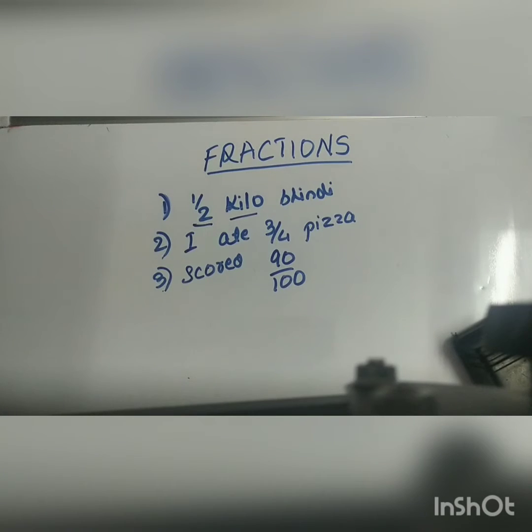Friends, in our daily lives we get to hear these things like I bought half a kilo bhindi, I ate 3/4 pizza, my child scored 90 out of 100. So what are these half, 3/4, 90 out of 100? Let's learn today these terms which are called fractions.